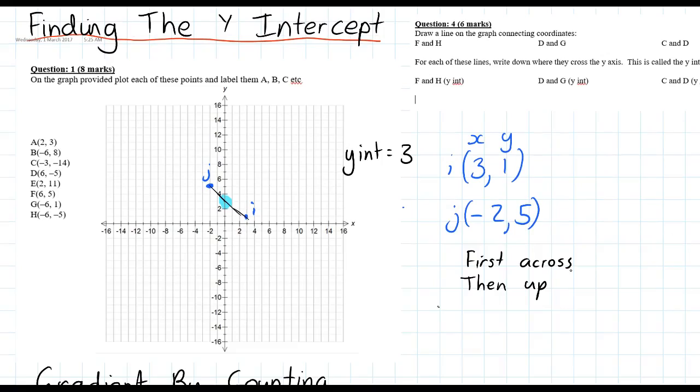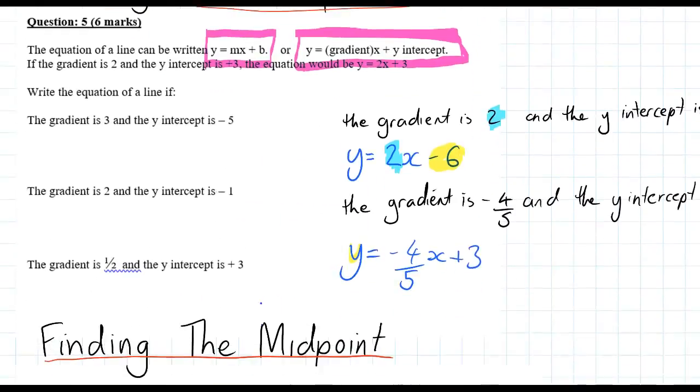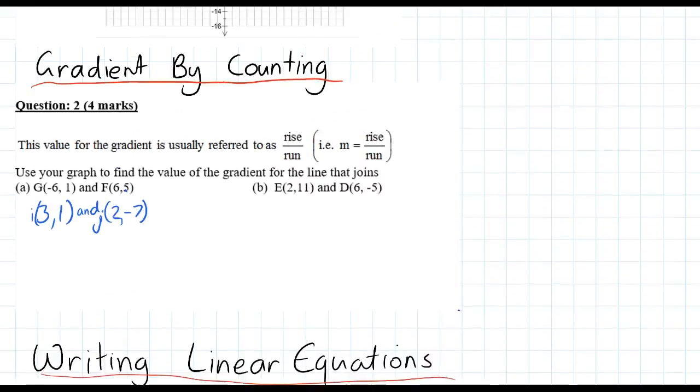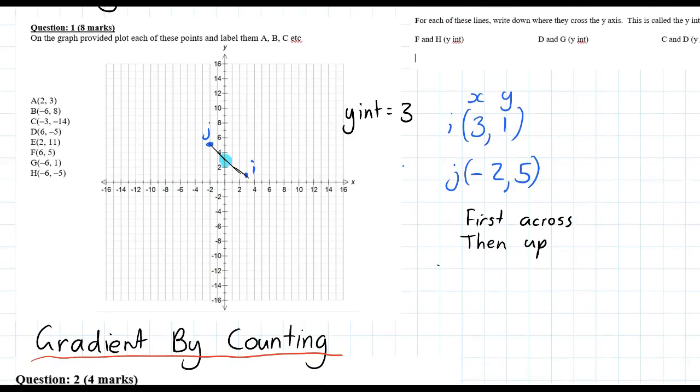So on the line, that would be a half and then 3. A half across, 1, 2, 3 up.